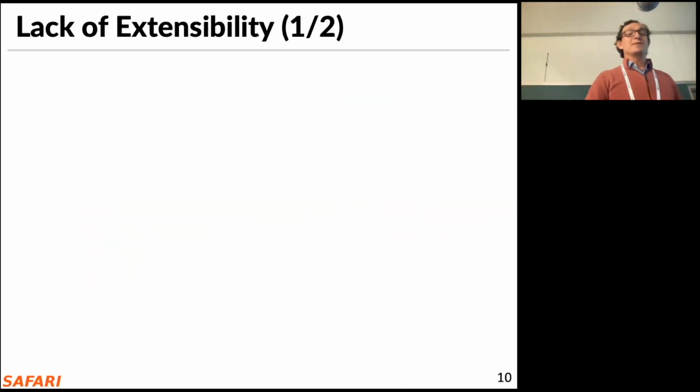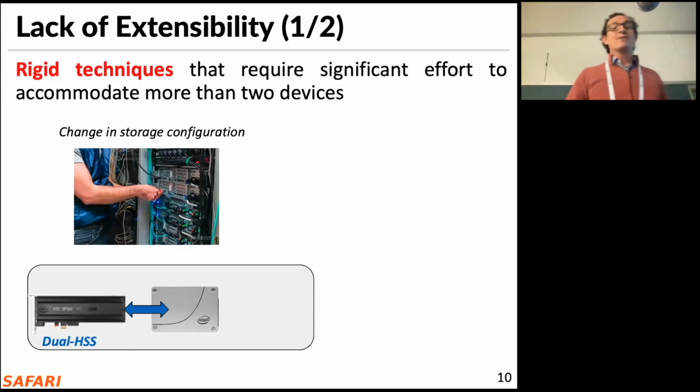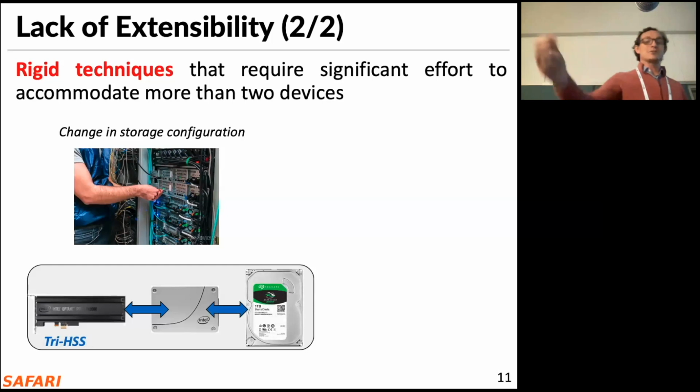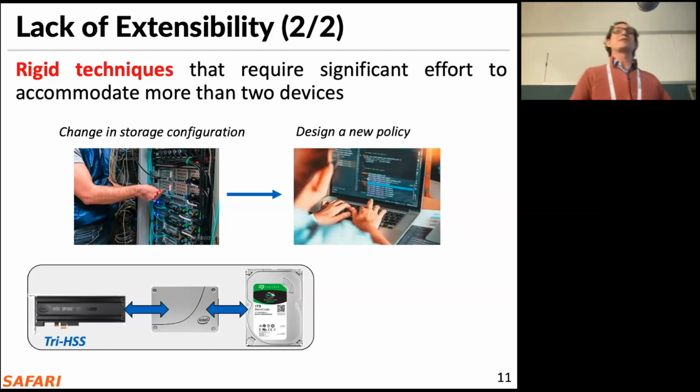So this is the lack of adaptivity, but there's also a problem with prior policies, which is lack of extensibility. Usually these are hard-coded heuristic techniques, which makes them rigid. As a result, if you design a technique for 2 devices, and you want to add one more device, one more level in the storage hierarchy, it becomes very difficult to change these techniques. We actually encountered this problem when we were doing this work. There are a lot of techniques that consider fast device, slow device. There's no technique that is the best when you consider fast device, medium device, and slow device.